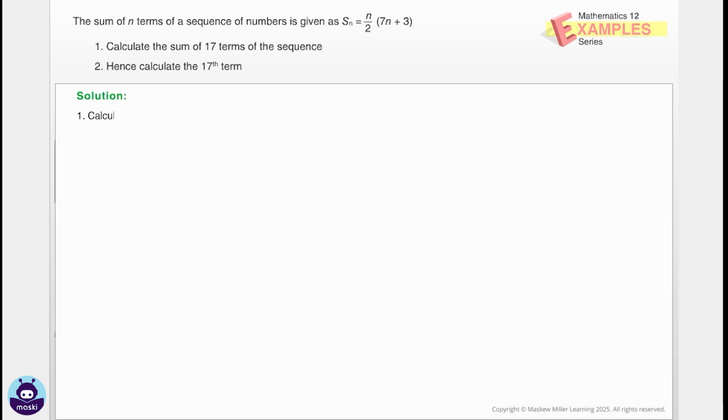Solution. To calculate the sum of 17 terms of the sequence, we substitute n equals 17 in the expression. S17 equals 1037.